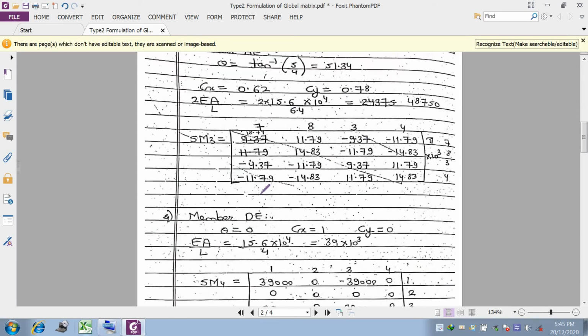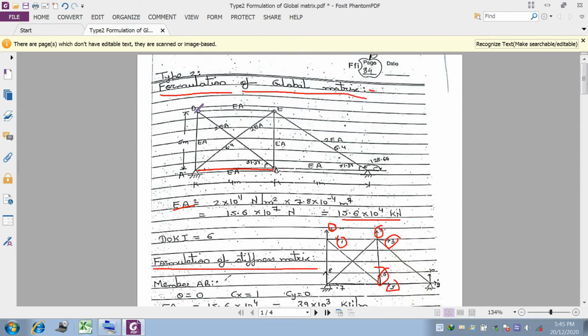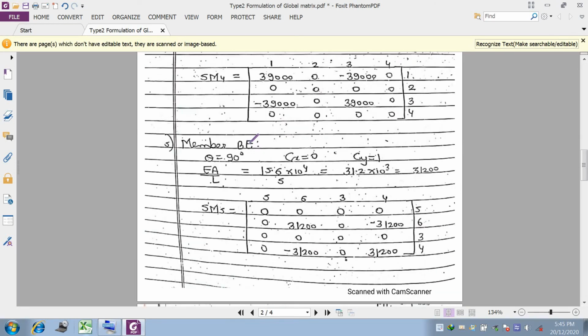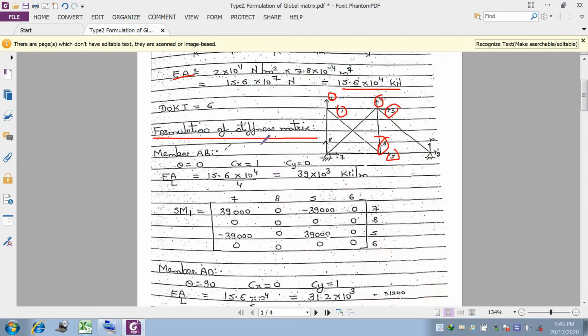Okay, so likewise, after A you can go for the next joint, that is joint number D. You have to see how many members are connected with D. D is connected with DE and DB. So let us start with DE, then BE. D is calculated and B is calculated.